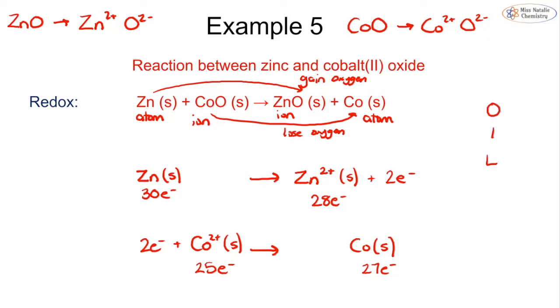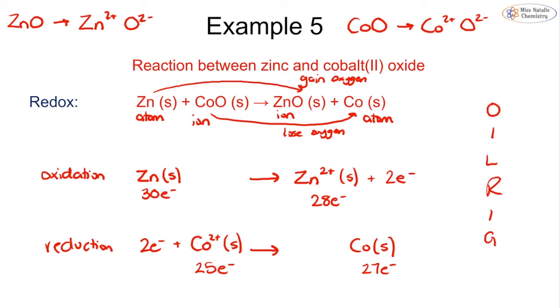Again, using the mnemonic OIL RIG, I know and can confirm now that the zinc is being oxidized because not only is it gaining oxygen, it is losing electrons. And the reduction is the cobalt because it is gaining electrons and it is also losing oxygen. So that's how we write out the half equations from a redox reaction.